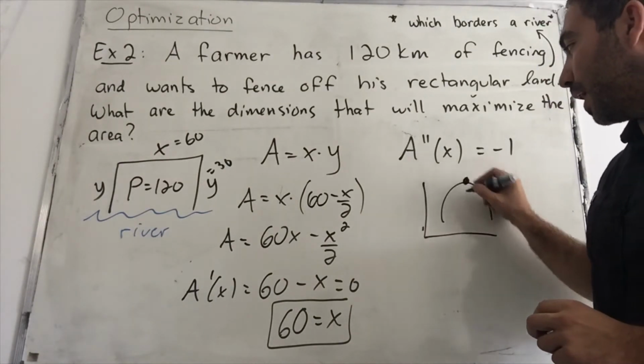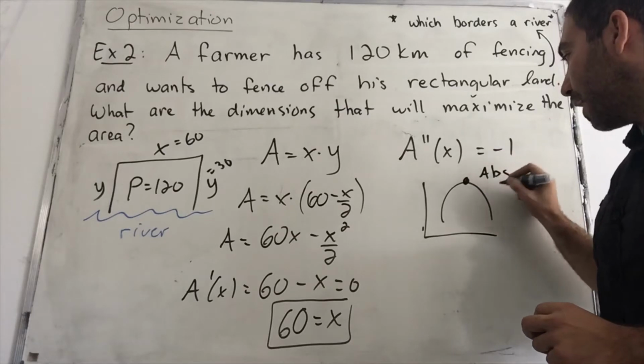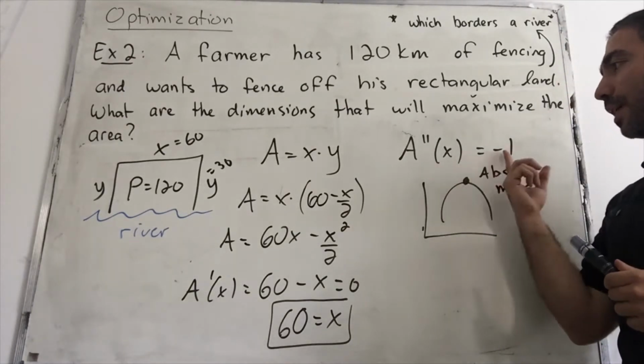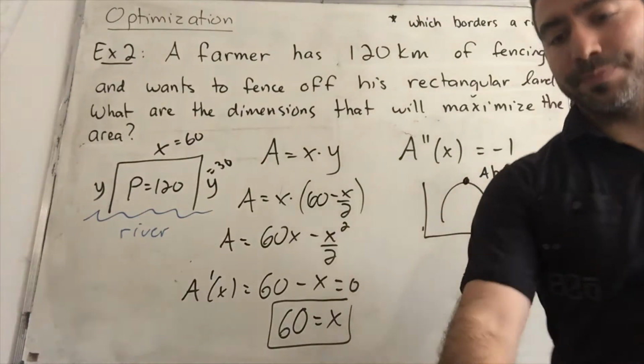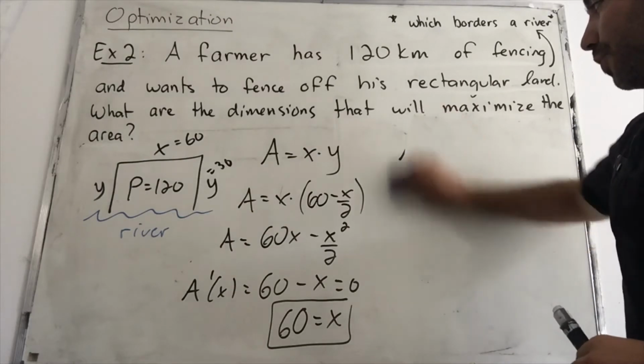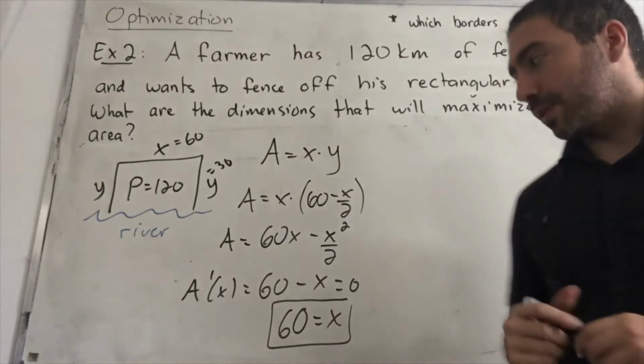So we know we have an absolute max, because it's negative on the entire domain. So that's one way of doing it. The other way of checking that it's an absolute max, let's do it the other way as well.